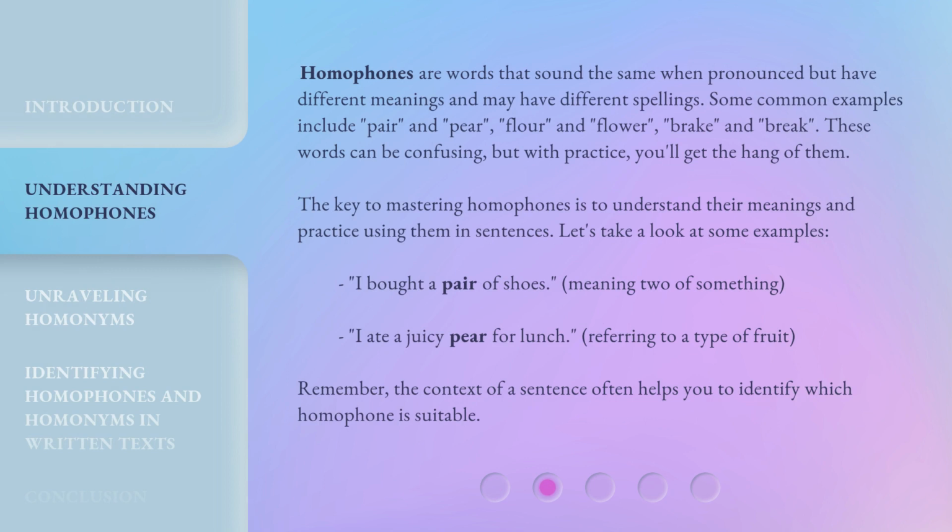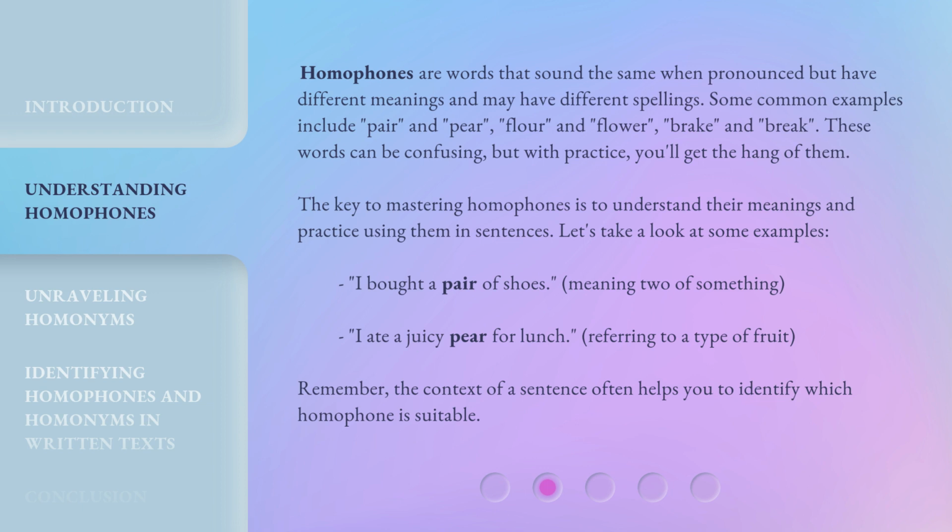Homophones are words that sound the same when pronounced but have different meanings and may have different spellings. Some common examples include pair and pear, flower and flour, break and brake. These words can be confusing, but with practice, you'll get the hang of them. The key to mastering homophones is to understand their meanings and practice using them in sentences.